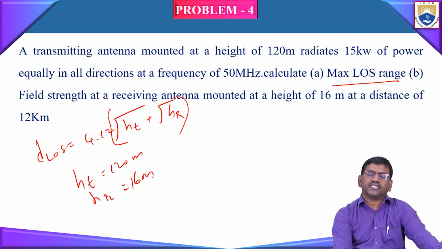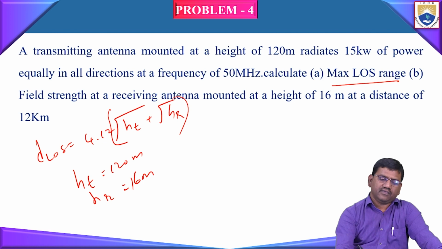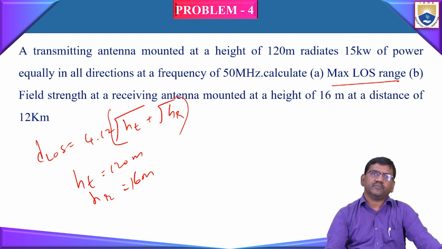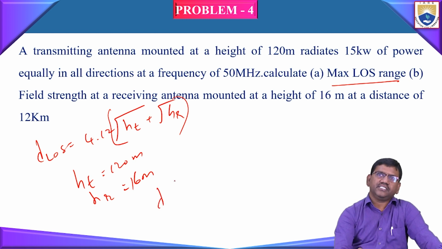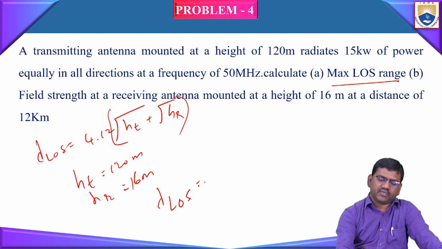Now we need to establish a direct path communication between the transmitting antenna and receiving antenna. So what must be the minimum distance? At what distance do we need to maintain for these heights of the transmitting and receiving antennas so that a direct path can be established between the two antennas? This we call the range in space wave propagation. We can also simply call it LOS communication.